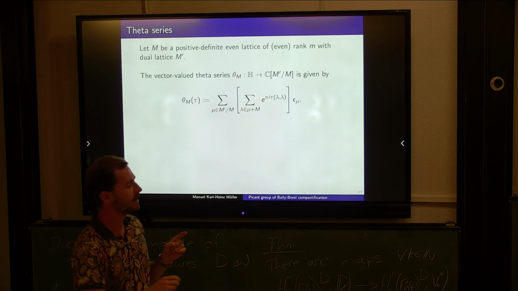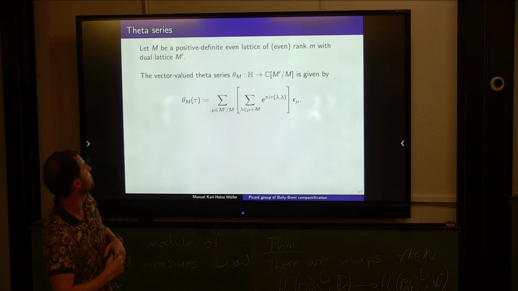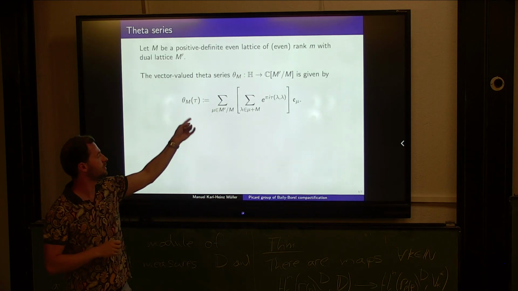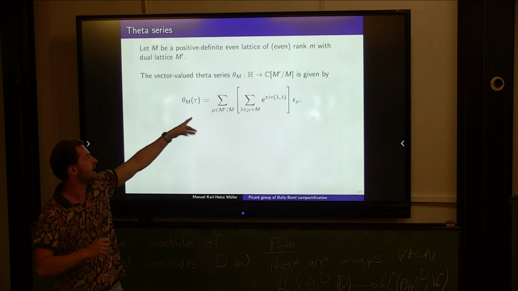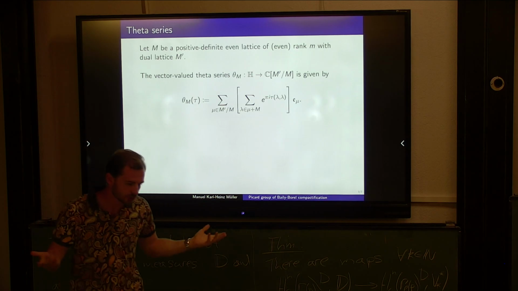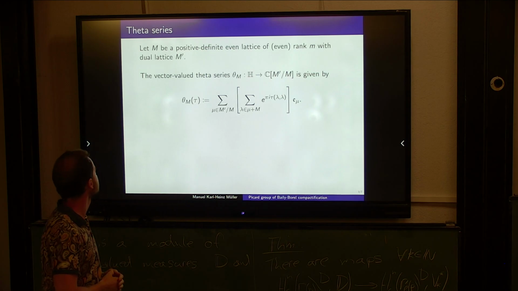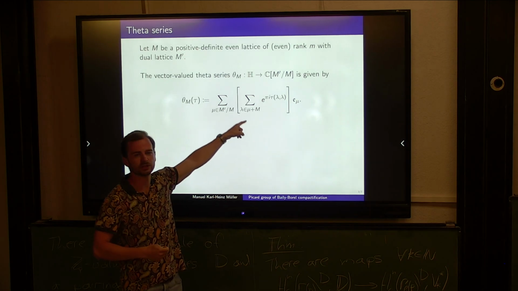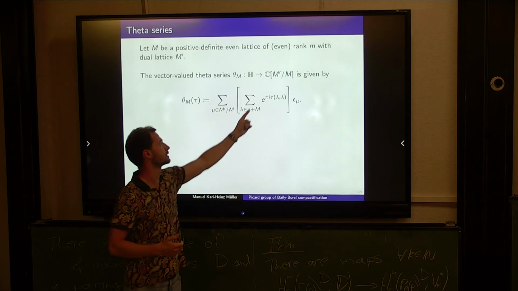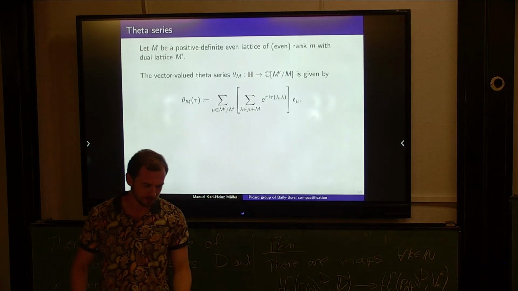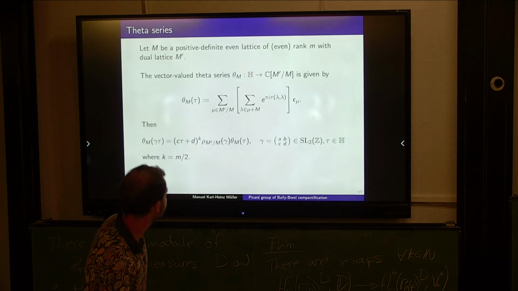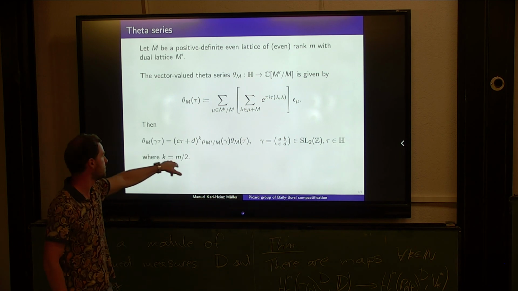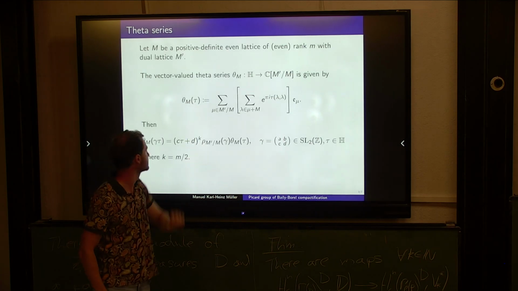Then we can define a vector valued theta series, which lives on H, the usual upper half plane, and takes values in this complex vector space where for each coset you have one dimension, so to say. This is the group algebra. It looks like this: you have component functions, and for each component function you sum over the corresponding coset, as it usually looks in a theta series. If you plug in an element γ of SL2(Z) here, γτ, this already looks a lot like a modular form, just that here you have a representation on this space.